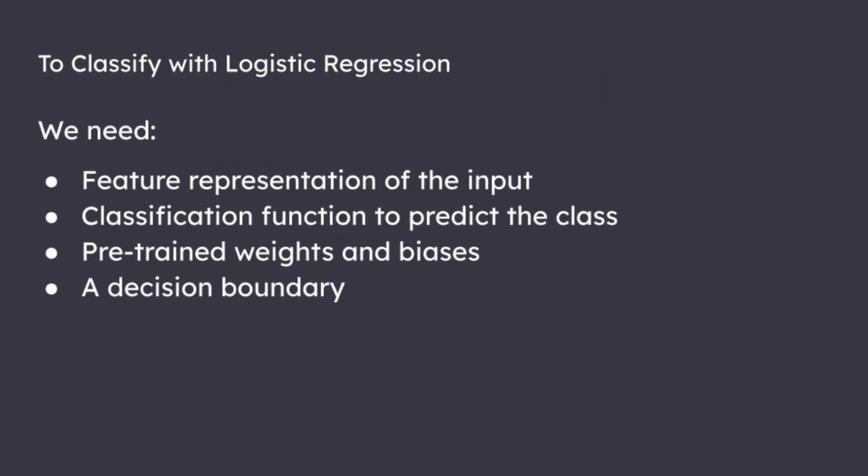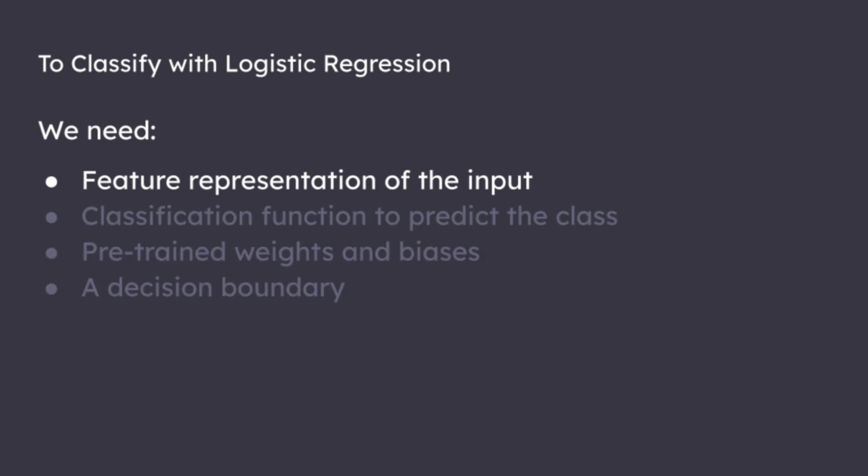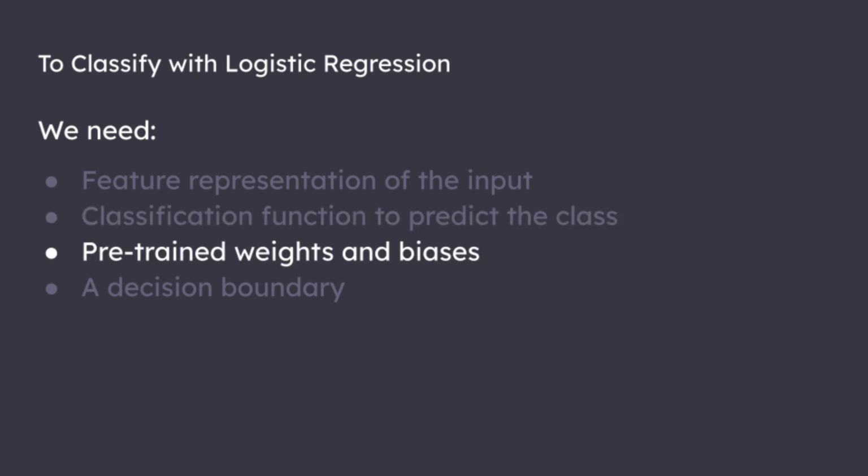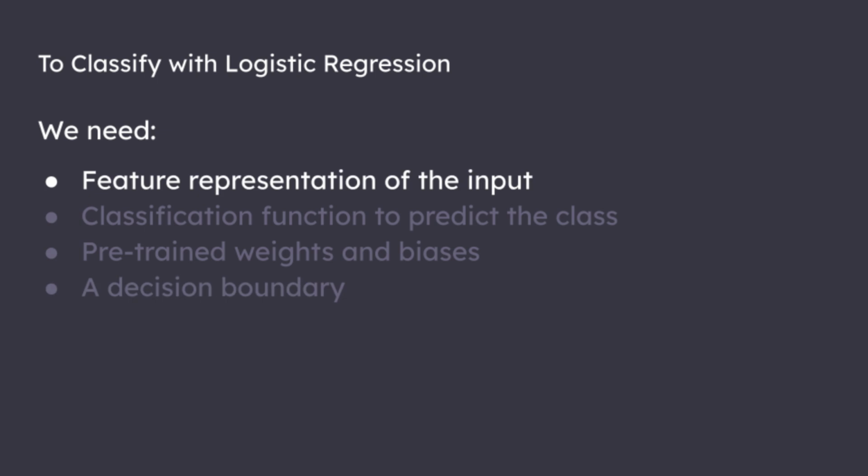To classify text using logistic regression, we need to have the following requirements: a feature representation of the input, a classification function to predict the class based on the input, pre-trained weights and biases, and a decision boundary. Let's start off with the feature representation of the input.